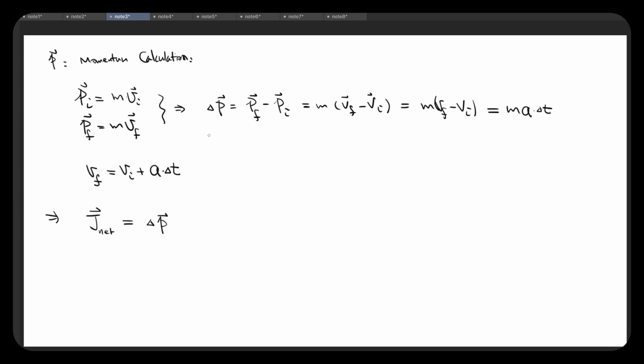Okay, and then next time we'll talk about how to apply this impulse momentum theorem to study some special cases where either Newton's second law is hard to apply, or the force is a changing force, not a constant force.